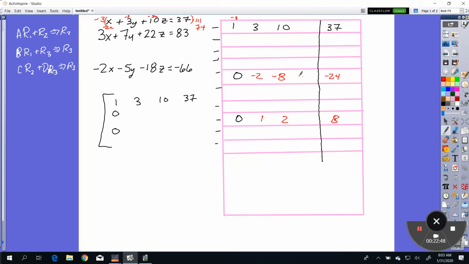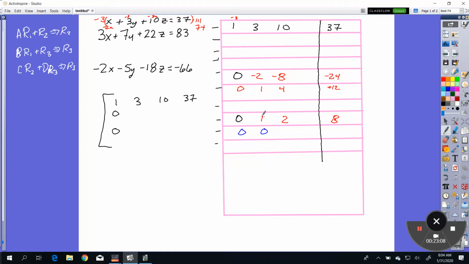Okay, I'm going to divide all of this by 2. So I'm going to make that turn into 0, 1, 4, 12. And really I should leave space here for that next part. But now here I want this to be a 0, I want this to be a 0.